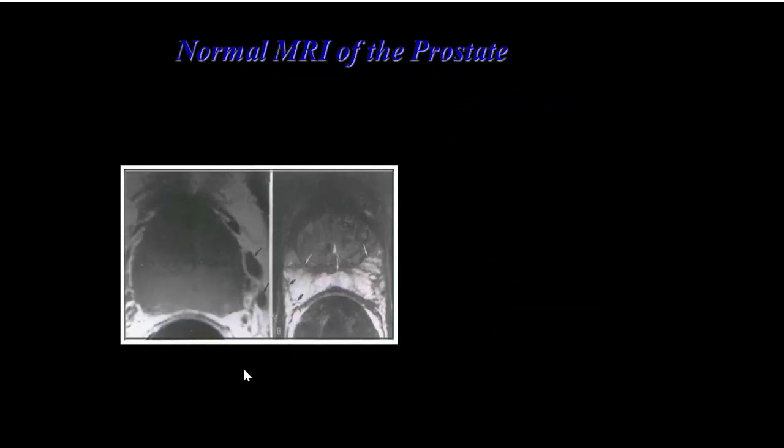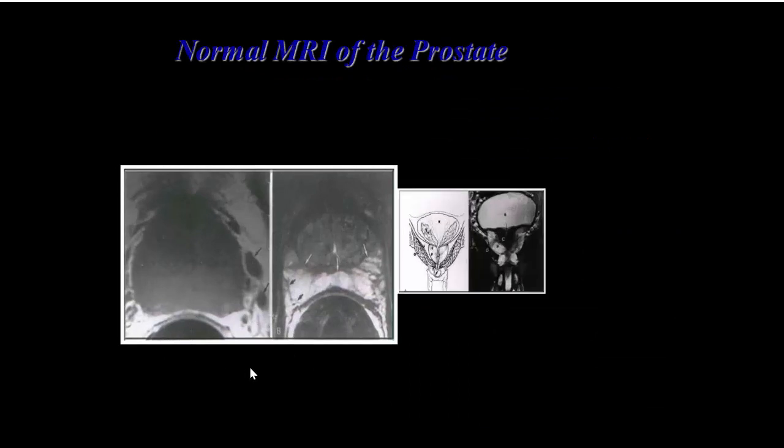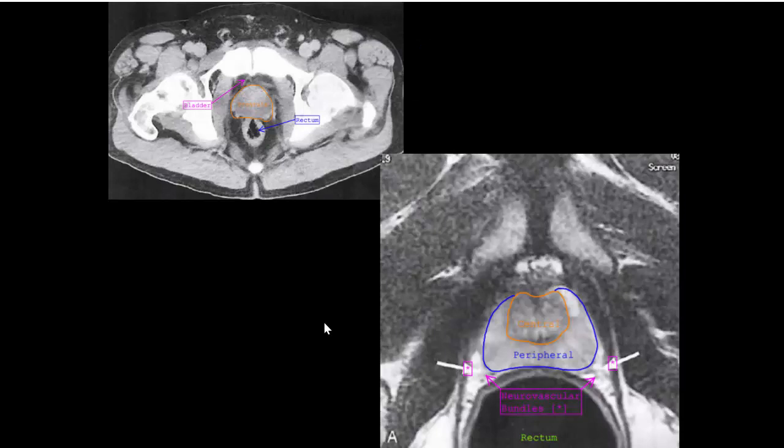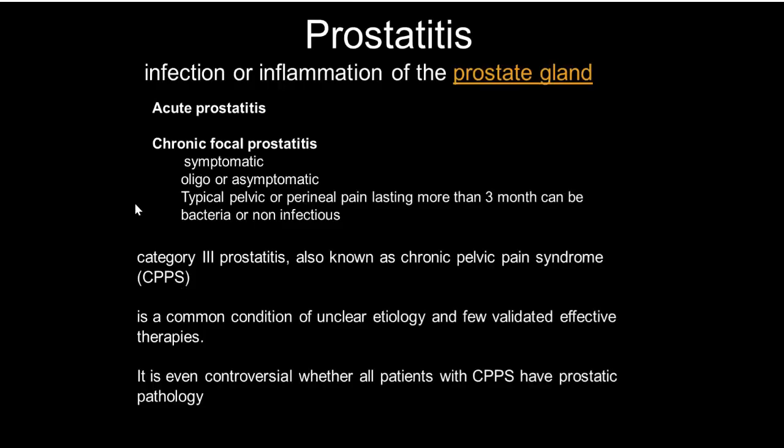Normal MRI of the prostate in transverse image, including peripheral zone, central zone, and anteriorly the urinary bladder. This is MR in coronal image: we see peripheral zone, central zone, neurovascular bundles on both sides. In axial image, we see the prostate, posterior to it the rectum, anterior the urinary bladder, central zone and peripheral zones.